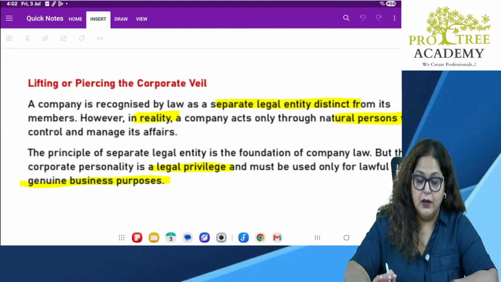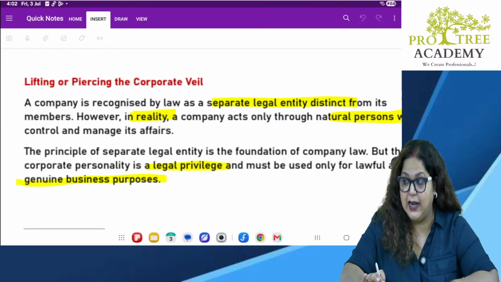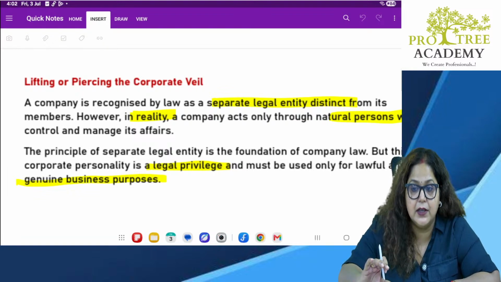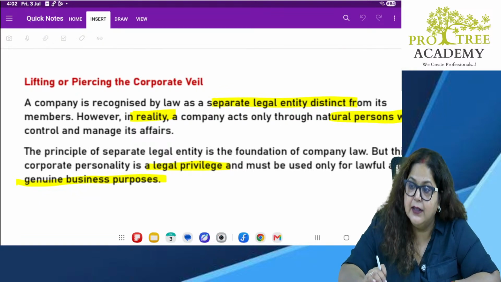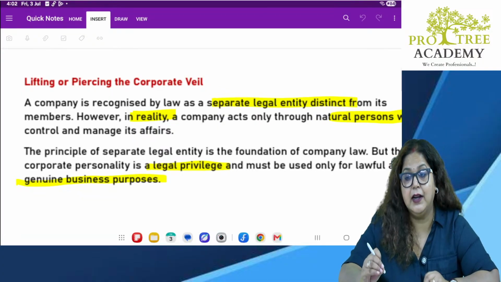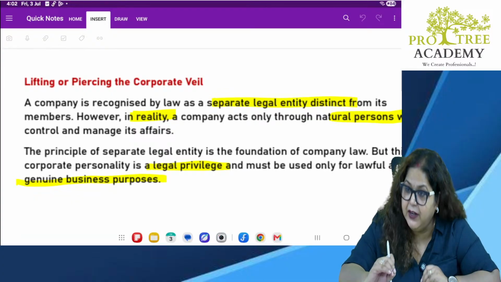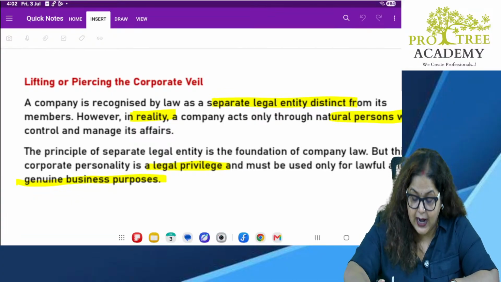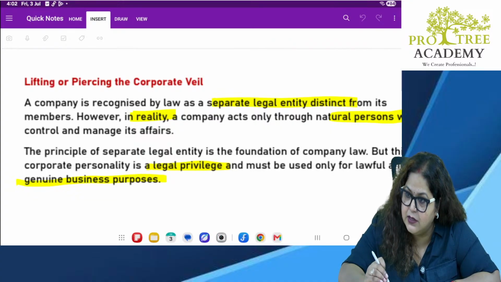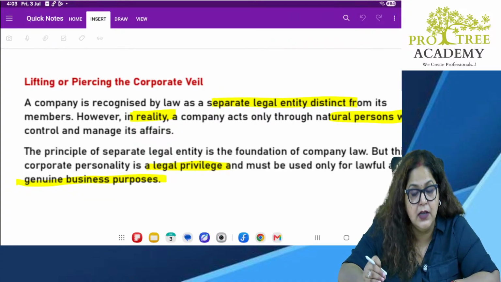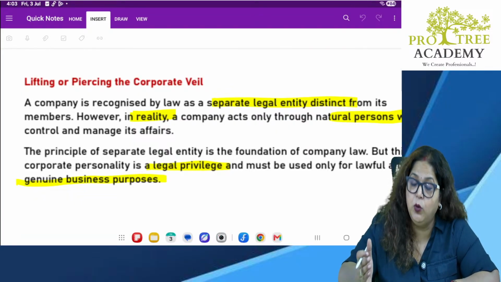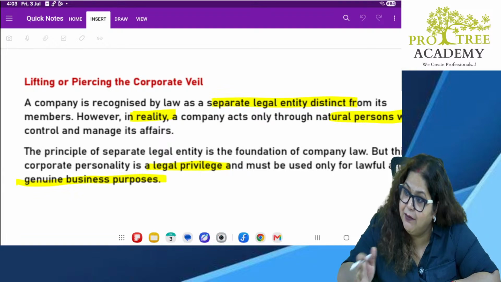But in some cases, after the Salomon case, that is the landmark case where unsecured creditors felt that by taking the benefit of separate legal entity, their benefits were defeated. After that case, the court interfered in corporate matters. The court will interfere in matters where it will see whether the company or the people who are managing the company are liable for these things.